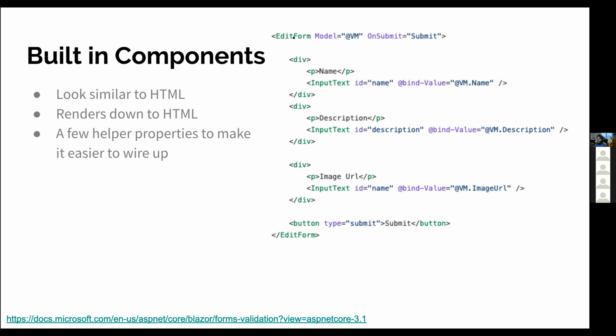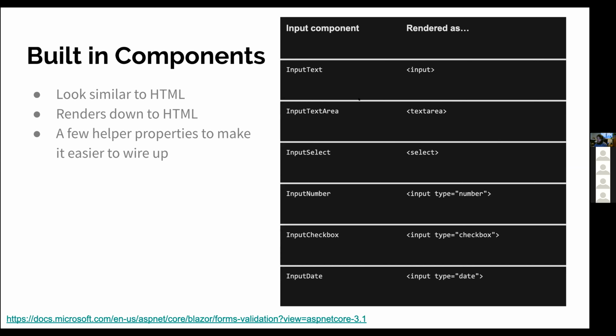So an example of that here, an edit form. When you look at the HTML in the browser, that will just be an HTML form. But here we've got some helpers to get us into C#. Same with the input text. That'll give you an input of type text. So there's a few of the different controls and what they render down to. We've got input checkbox, input number, input select, and all the things they render down to. You could just write that HTML if you want, but it's a bit nicer and easier to read if you use those built-in components.